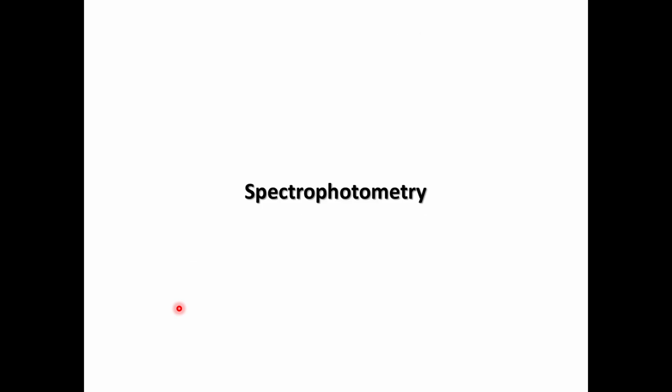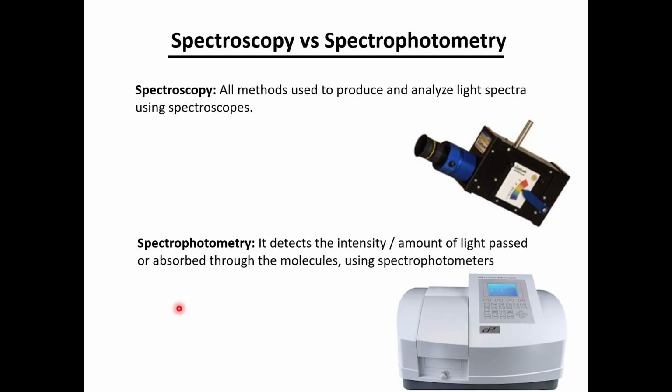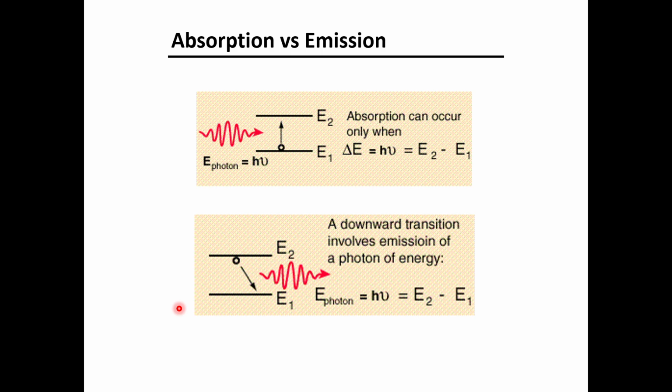So today I am going to represent about spectrophotometry. There are two general terms, spectroscopy and spectrophotometry. So spectroscopy are all those methods used to produce and analyze light spectra using spectroscopes, while spectrophotometry detect the intensity or the amount of light passed or absorbed through the molecule using spectrophotometers.